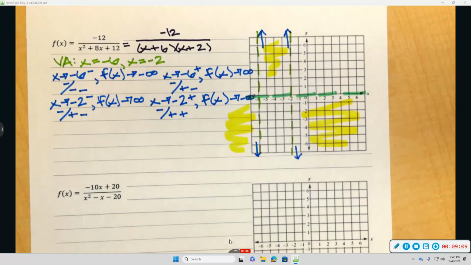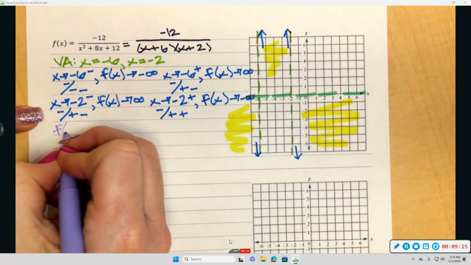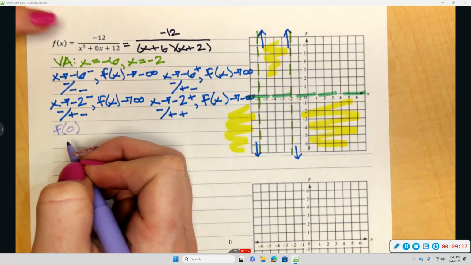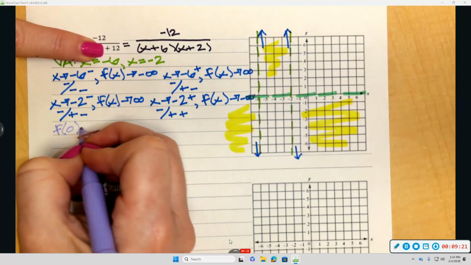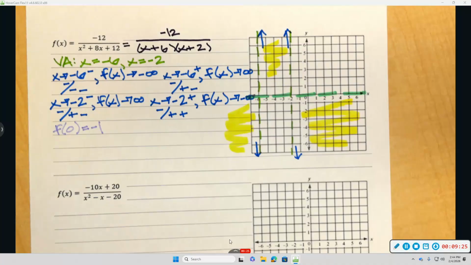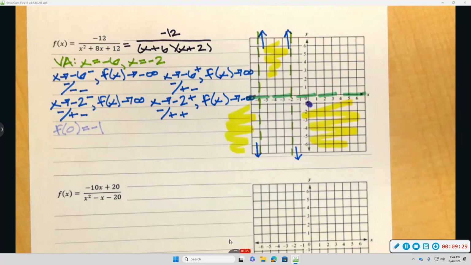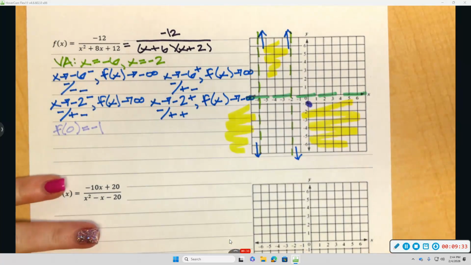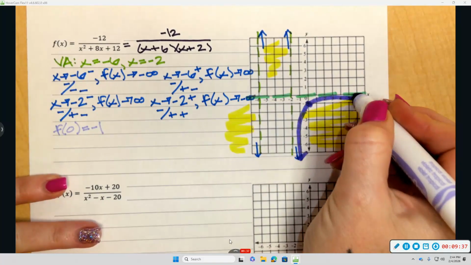Next, we'll look at the y-intercept. For the y-intercept, we are looking at f of 0, right? Plugging in a 0 for x. That means these guys here would be gone, and we would have a negative 1. So at 0, I have a negative 1. So that already tells me, I already have 1 point there, and that tells me that this part of the graph must do that.